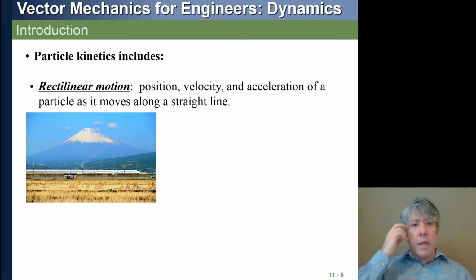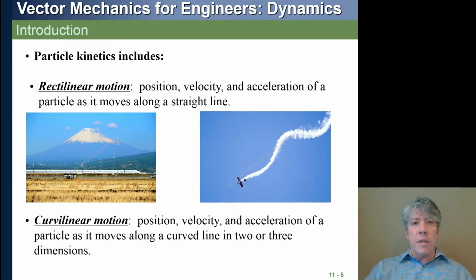Now, particle kinematics includes two main areas. There's rectilinear motion, which all that really means is studying particles that move along straight lines, and then so-called curvilinear motion, motion where the particle does not move along straight lines. There are curves in the path. And sometimes those curves will be in 2 dimensions, sometimes 3 dimensions. In this class, we'll primarily restrict ourselves to motion along curvilinear paths that are in 2 dimensions, just because they are easier and we're trying to understand the basics of dynamics.